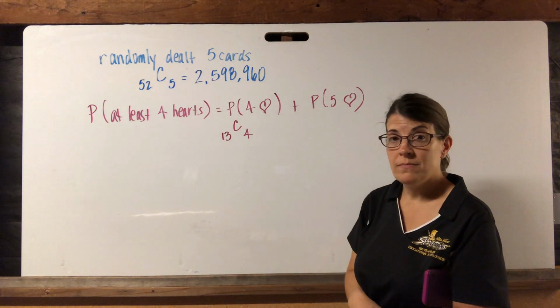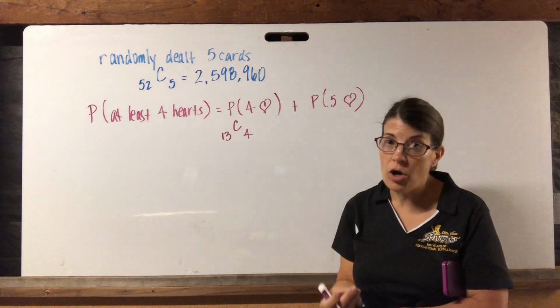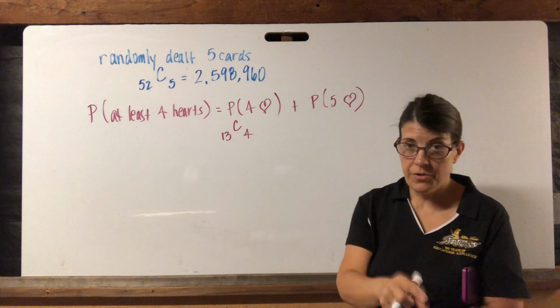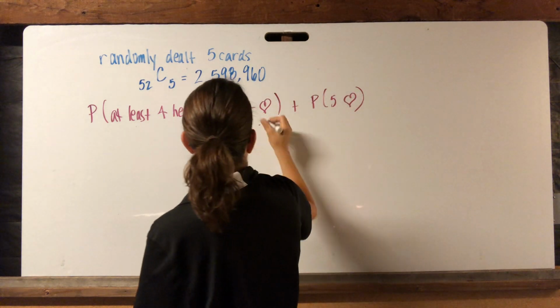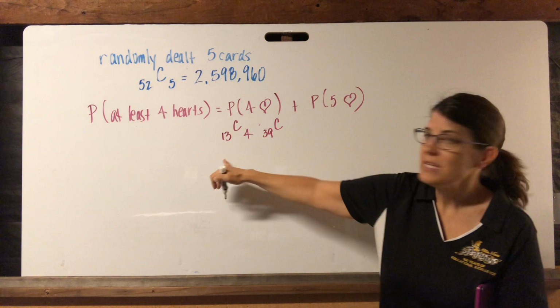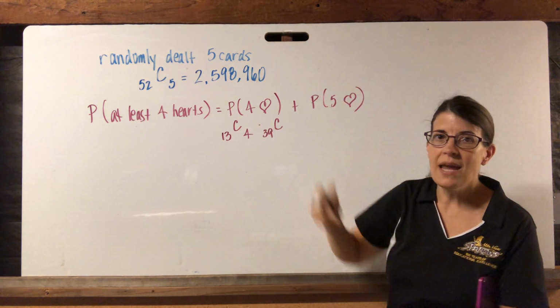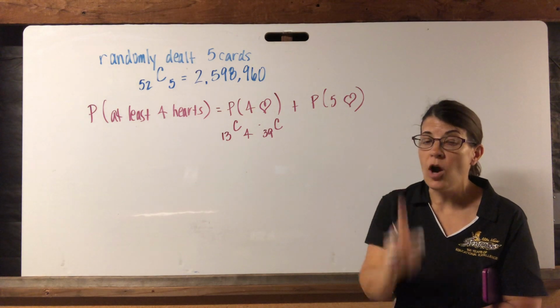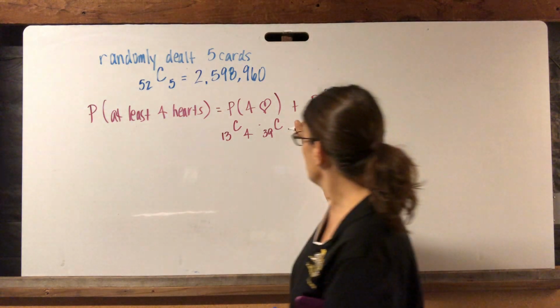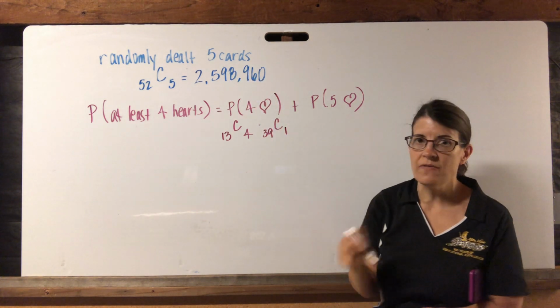I want 4 hearts. The other card is anything but a heart. So how many cards are left that aren't hearts? 39. Notice, 13 plus 39 is 52. I have 4 hearts in my hand. I need 1 more card that isn't a heart. Choose one of them. Notice, 13 plus 39, 52. 4 plus 1, 5. Magic.